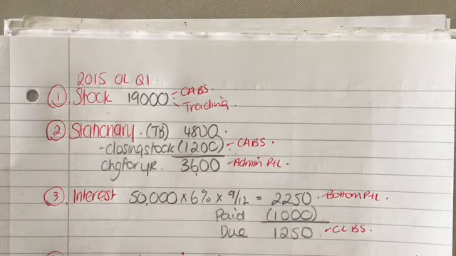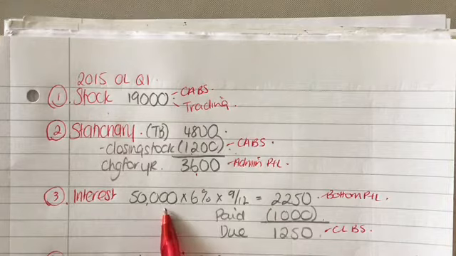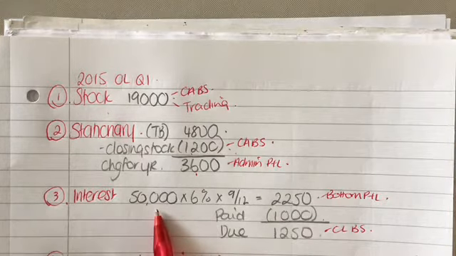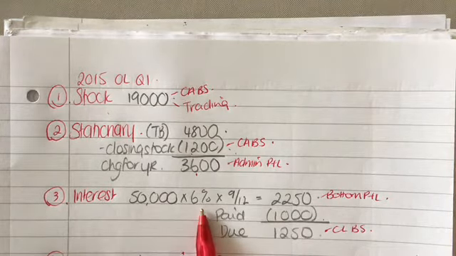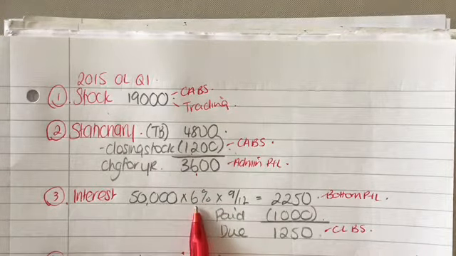Next is your interest. It says provision should be made for interest due on the loan, and the rate of interest is 6% per annum. First thing you need to do is go and see what the story is with the loan. Go up into your trial balance. It says term loan received on the 1st of April 2014. So we got a loan of €50,000 on the 1st of April, and the rate of interest is 6%, but that is for a whole year.